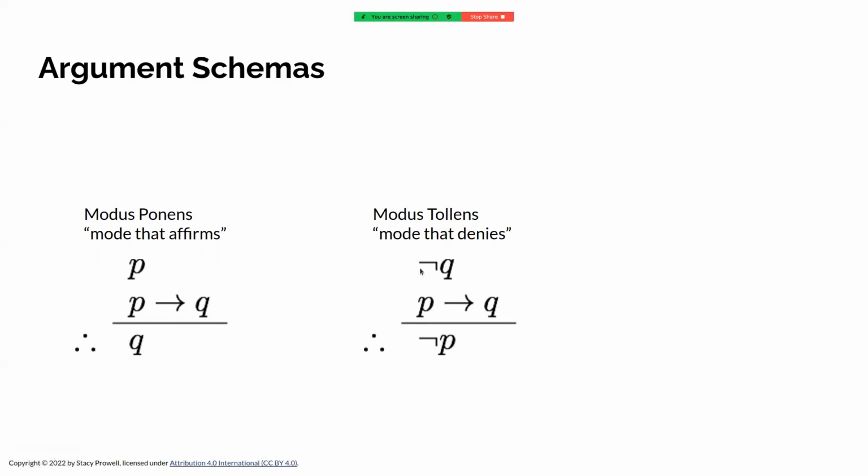Over here, a little bit different. I know that Q is not true. And I know that whenever P is true, it is also the case that Q is true. And I know that Q is not true, therefore I can conclude that P is not true. Okay, two classical examples of this. Just examples of argument schemas.